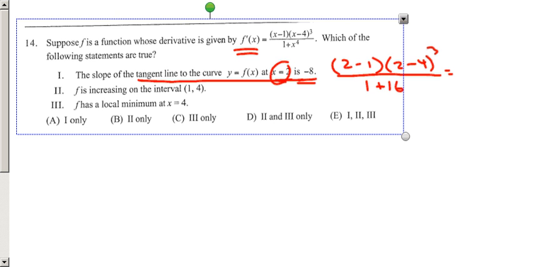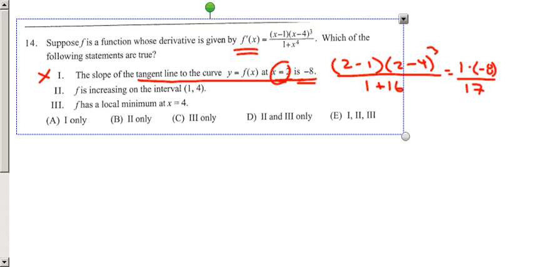So we have 1 times -2 cubed. -2 cubed is -8, all over 17. So that's not true.